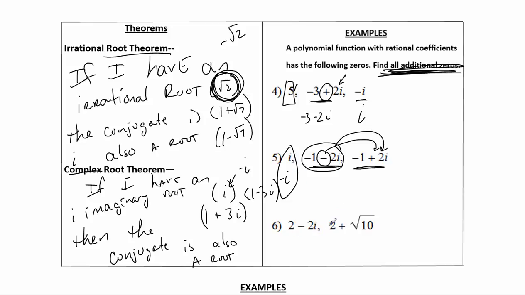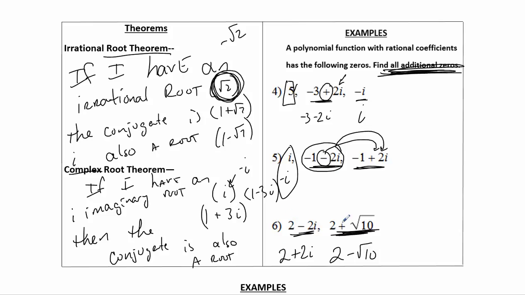And then number 6, now I have imaginary and irrational because of the root. So what's the conjugate of 2 minus 2i? 2 plus 2i. Then 2 plus root 10, 2 minus root 10. Again, you go to just the imaginary or complex part and change the sign in front. Positive to negative, negative to positive. Everything else stays the same.